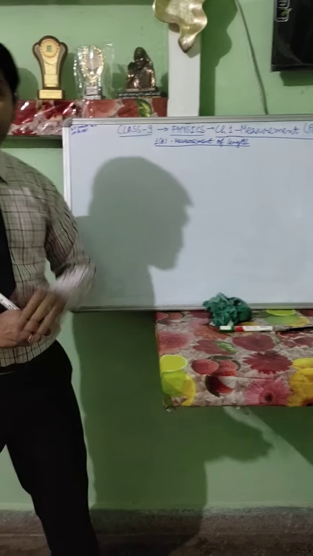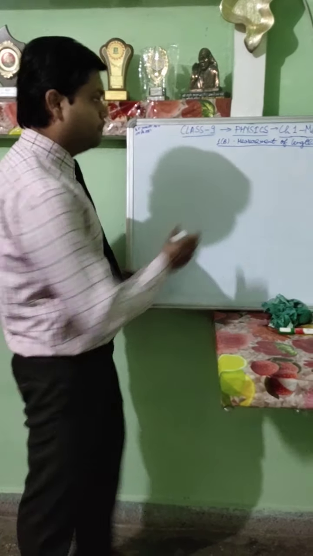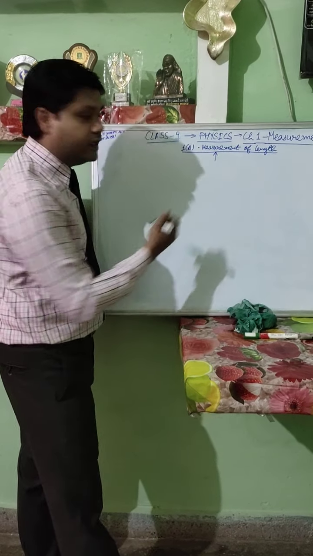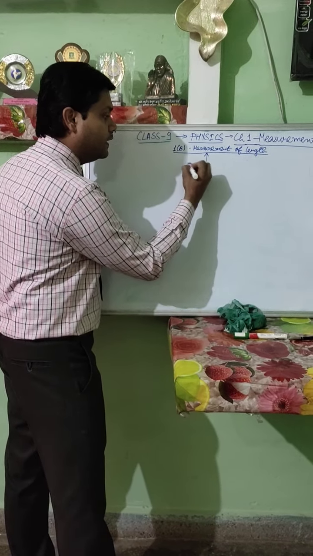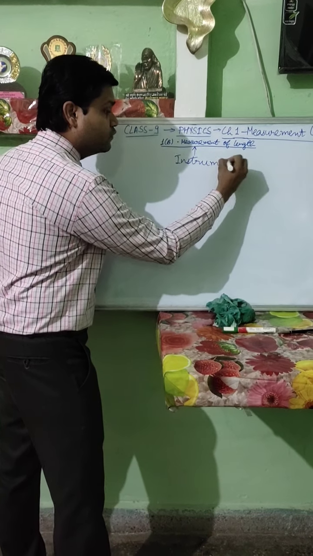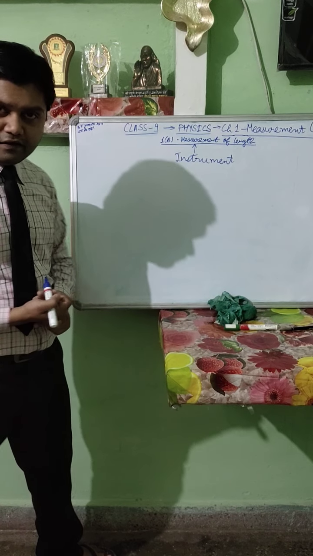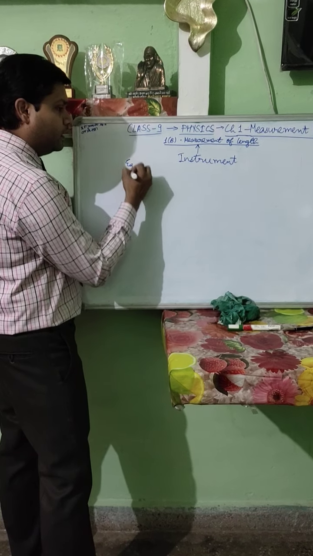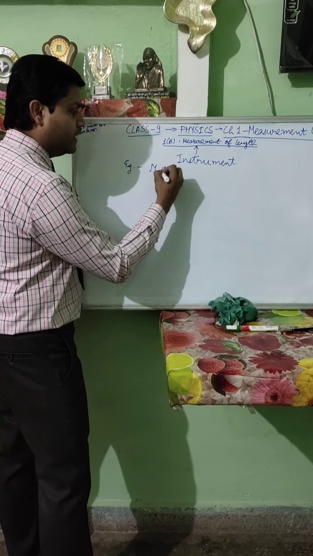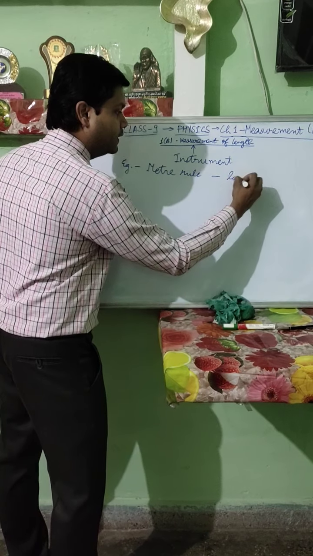Whenever we have to measure any object, we need an instrument. So, whenever any object is to be measured, what do we need? We need an instrument. Instruments are used for the measurement of any quantity. For example, in our daily life we use the meter rule. It is used for measurement of length.